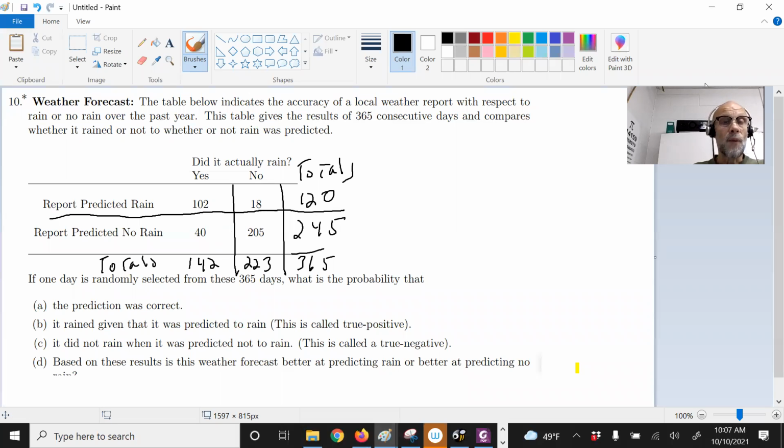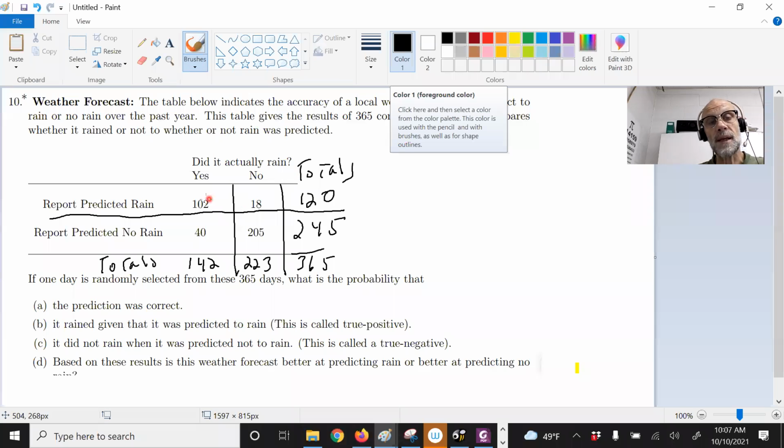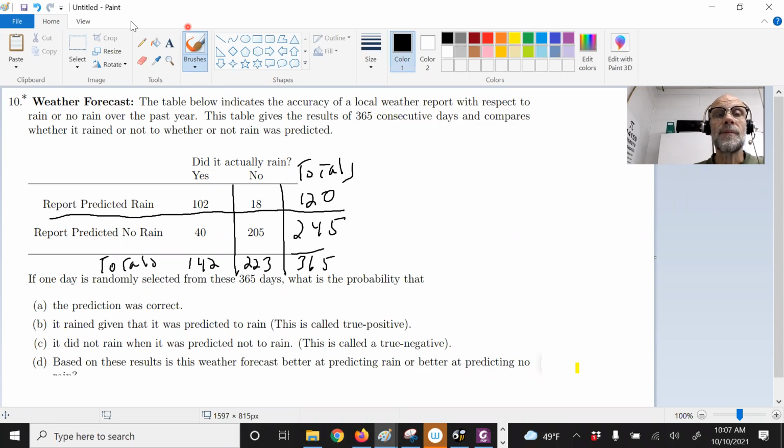So if one day is randomly selected, what's the probability that the report is correct? This is just out of the total. Correct is here: if the report predicted rain, it actually rained, yes, 102 days, and the report predicted no rain and it did actually not rain, that's 205. So we have to add these up, and that's out of the total 365.